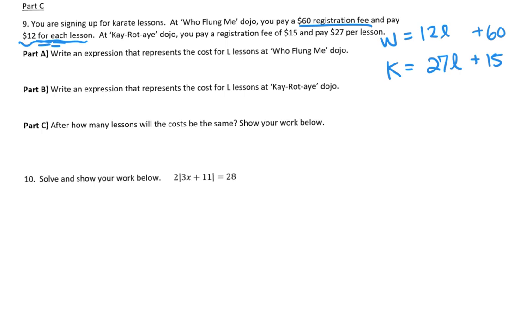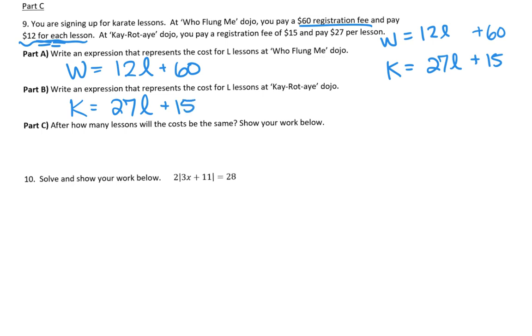Hey, I already did that at the Who Flung Me. I already did that. So, at the Who Flung Me, we paid $12 per lesson plus a $60 registration fee. Cool, cool. And we understand why it's a 12L, because that's the rate. That's $12 per lesson, okay? And then at the karate, we're paying $27 for each lesson, plus a $15 registration fee.